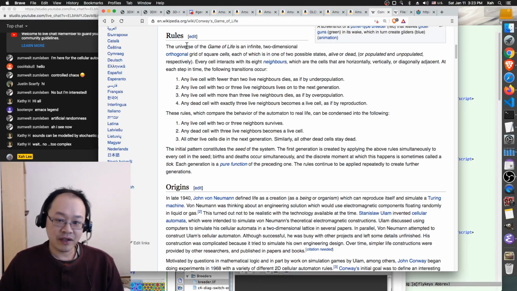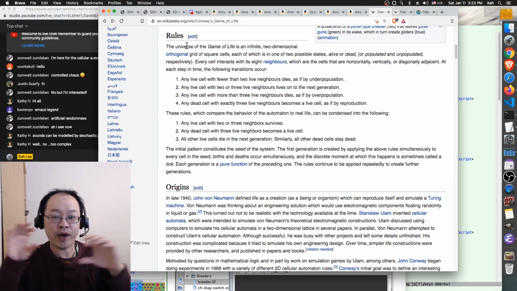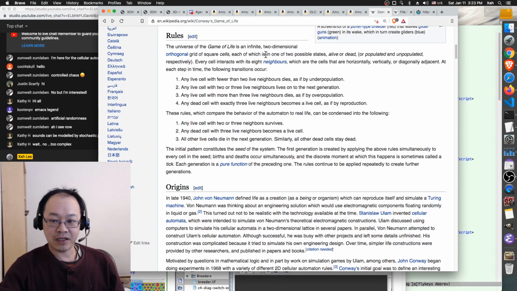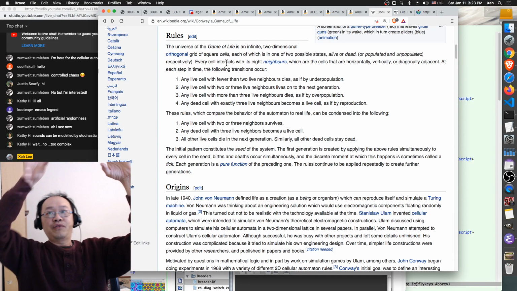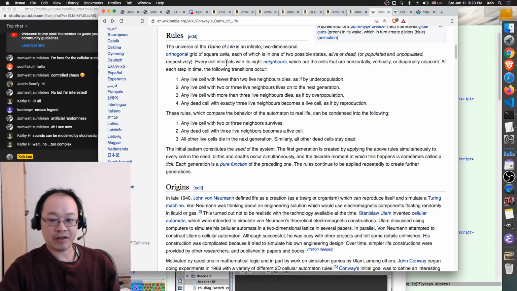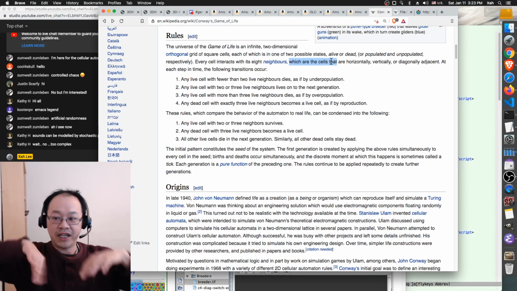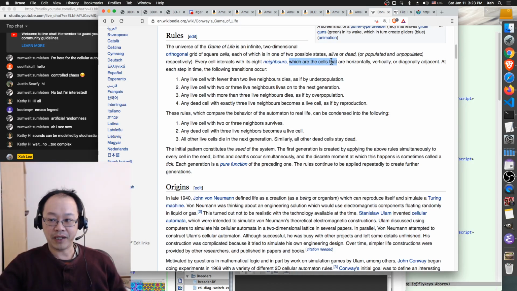Let me read the whole thing. The universe of Game of Life is an infinite two-dimensional orthogonal grid of square cells, each of which is in one of 2 possible states, alive or dead. Okay, alive is black, dead is white. Another way to say it is populated or unpopulated. Every cell interacts with its 8 neighbors, right? So if you have a cell here, you have 8 neighbors, which are the cells that are horizontally, vertically, and diagonally adjacent.